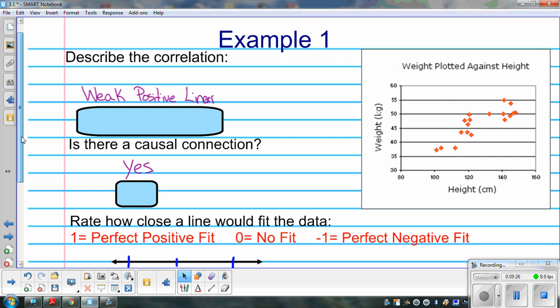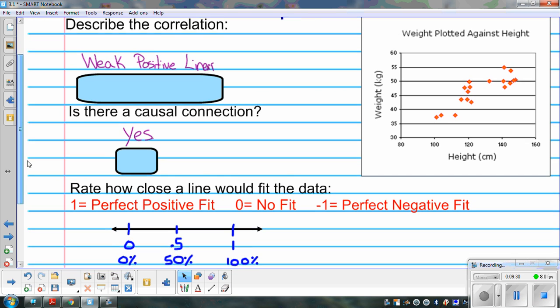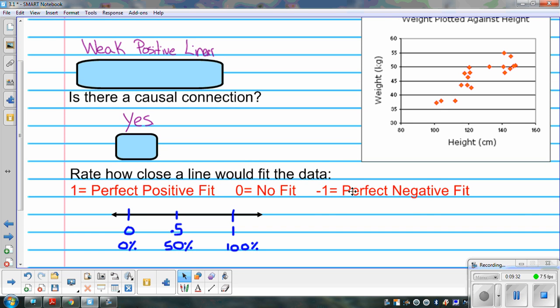The last part for this question is let's rate how close a line of best fit would be. So let's think about it. Here's another way to look. It is a positive line, so the numbers will be between 0 and 1. We're not going to worry about the negative numbers over here because it's a positive rising line. We said it was weak, so it's not going to be closer to 1. It's going to be closer to 0.